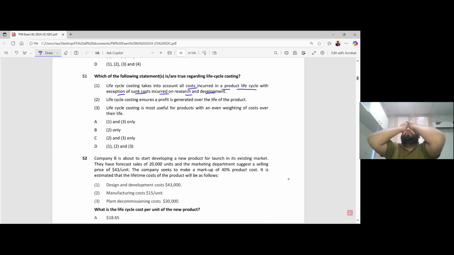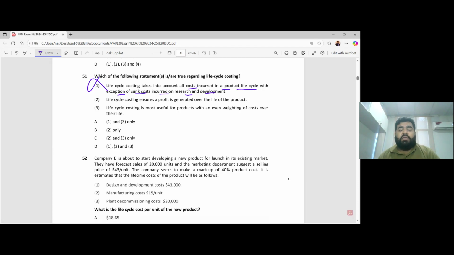No, no. Basically, he's saying that with the exception, ignore sunk cost. Sunk cost means past cost that has been incurred on research and development. No, we have to add that as well. Every cost we will add. So this is not the point.